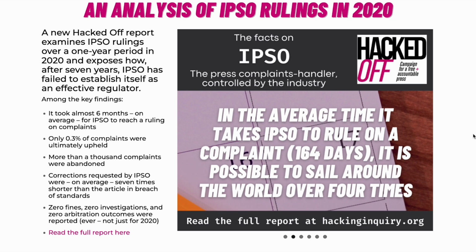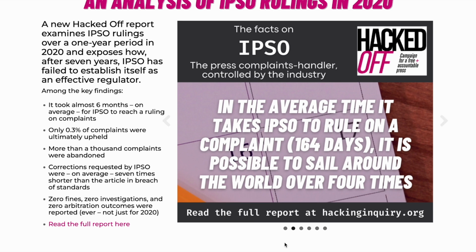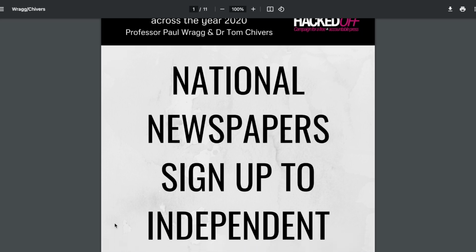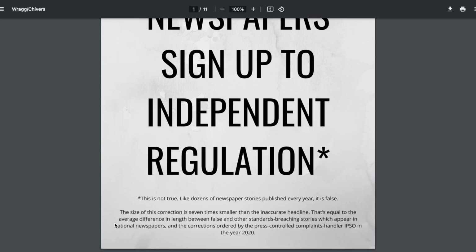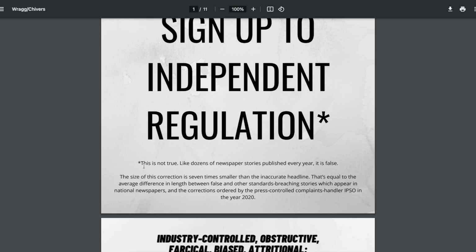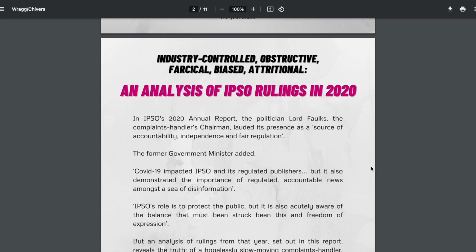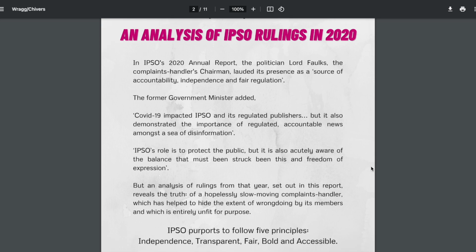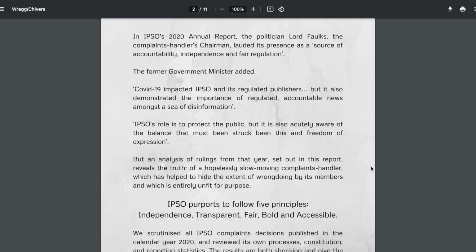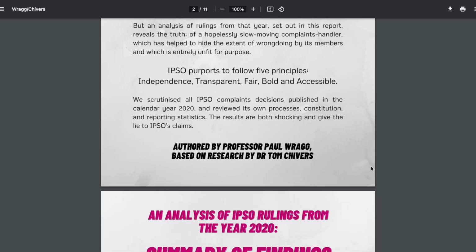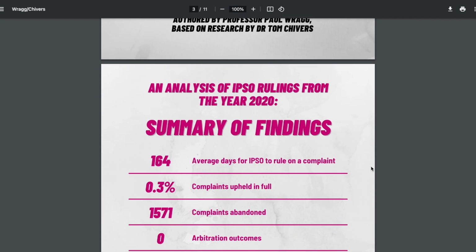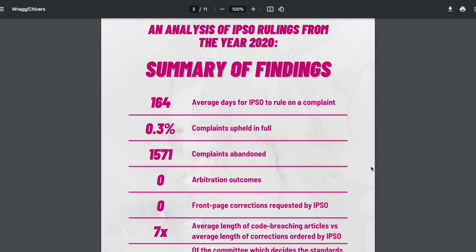They examined IPSO's 2020 rulings and found that it took almost 6 months on average for IPSO to reach a ruling on complaints. Only 0.3% of complaints were ultimately upheld, and more than 1,000 complaints were actually abandoned. They also found that corrections requested by IPSO were, on average, 7 times shorter than the article in breach of standards. There were 0 fines, 0 investigations, and 0 arbitration outcomes reported, ever, according to them, not just for 2020.